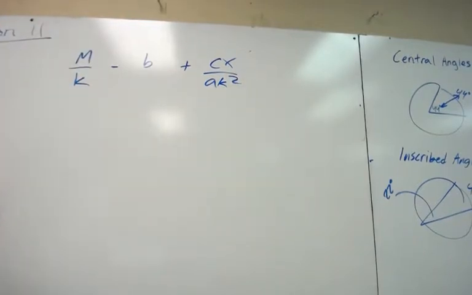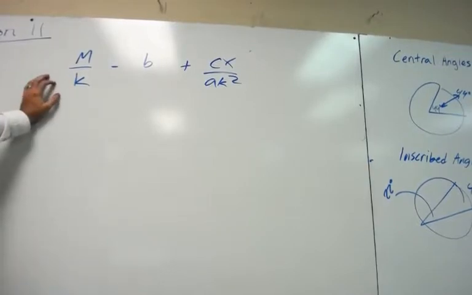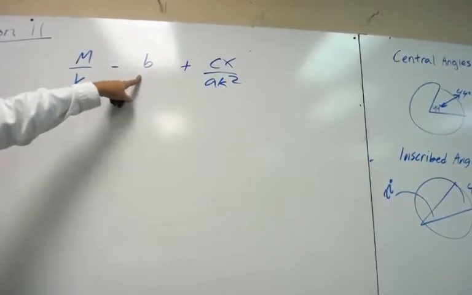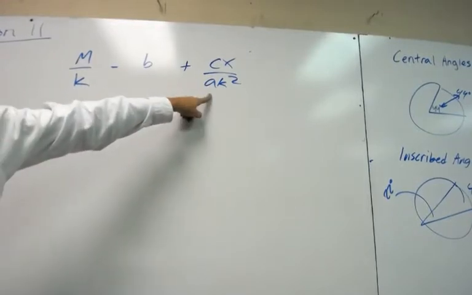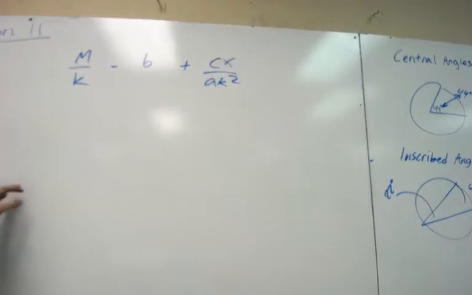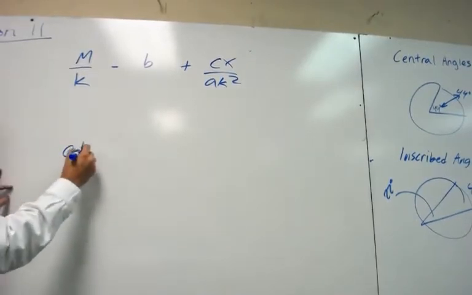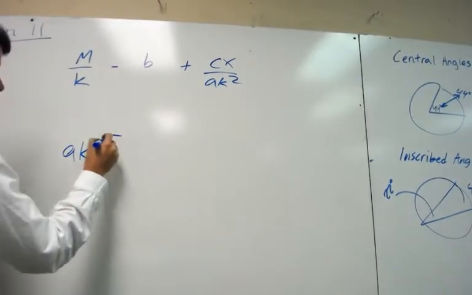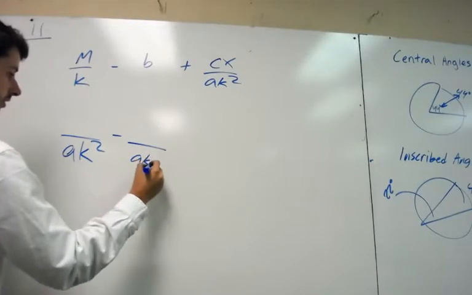Alright, so this is what we're doing. What is our least common denominator? Well, this one only has k, this one's denominator is 1, and this one has ak squared. So we can go ahead and know that ak squared is our least common denominator. So I'm going to write that on the bottom of all these.